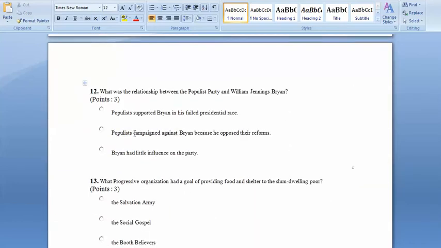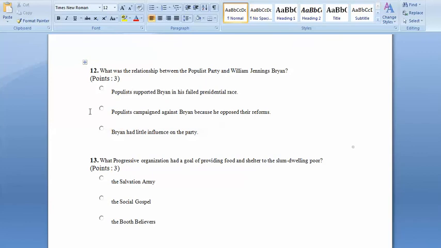Number 12, what was the relationship between the Populist Party and William Jennings Bryan? The Populists supported Bryan in his failed presidential race, the Populists campaigned against Bryan because he opposed their reforms, or Bryan had little influence on the party.